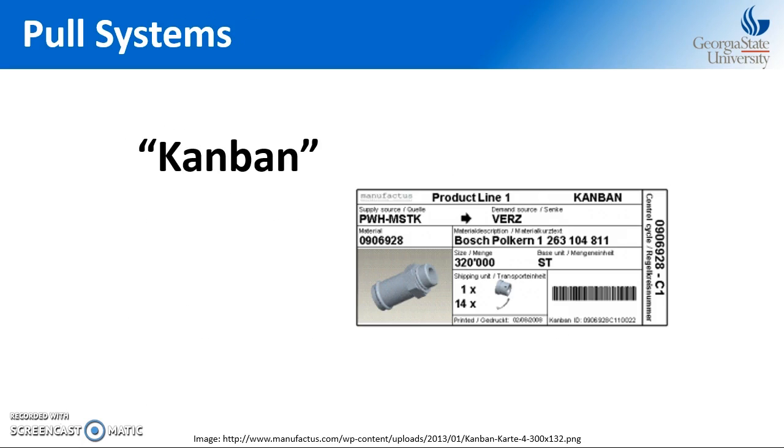Toyota uses a term Kanban. Here is an example of a Kanban card. This is in a factory setting. When more of this part are needed, a card is created, it is scanned, and then the replacement parts are created and used to replace it so that it never runs out, but that there is never a big amount of inventory on hand.